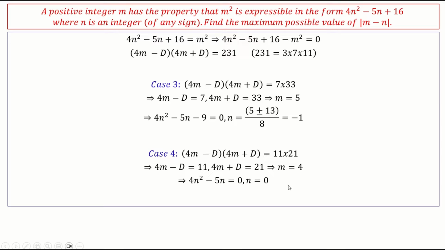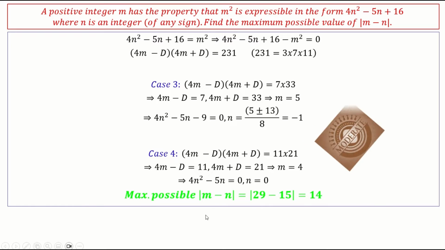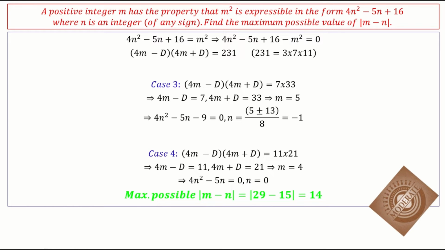Okay. So if you see all the 4 cases, basically the maximum possible absolute m minus n is 29 minus 15, that is 14. This is the answer. Okay. So relatively easy, but yeah, I would say it's a lengthy problem. You have to consider the 4 cases, all that considering, it's a moderate question. But remember, these are all 3 marks questions, so they will definitely not be as simple as 2 marks questions.